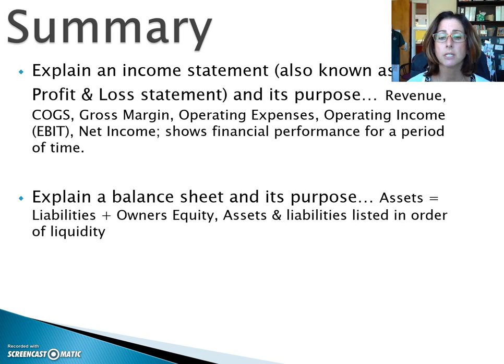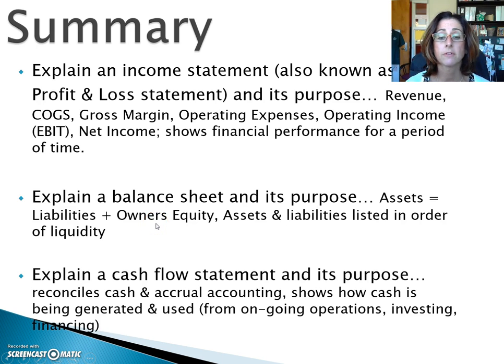Then we have the balance sheet, which is assets equals liabilities plus owner's equity, and we know the assets and liabilities are listed in order of liquidity, most liquid to least liquid, and this is a snapshot in time of ownership. For what we own, how much of it do we owe other people and how much of it do we own outright ourselves? And then the third and final is a cash flow statement, and it's to reconcile between cash and accrual accounting, which you'll do a little bit of research about, and show how cash is being generated. Did our cash balance change because of ongoing operations, because of investing or divesting of stuff, or from financing?